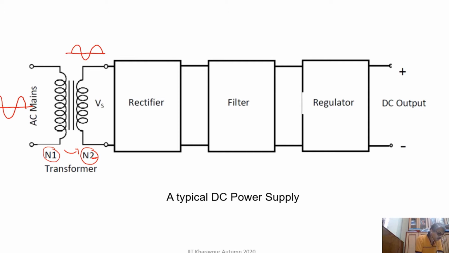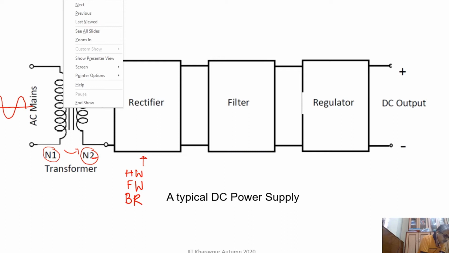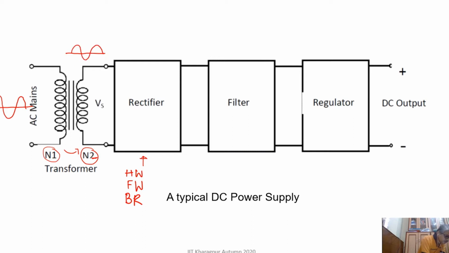Okay, the first building block is basically the rectifier. We have gone through different rectifier blocks. For example, we have gone through a half wave rectifier, a full wave rectifier, and a bridge rectifier, right? In case of half wave rectifier, you probably remember that we will get only one half of the AC signal, and the other half will be missing.